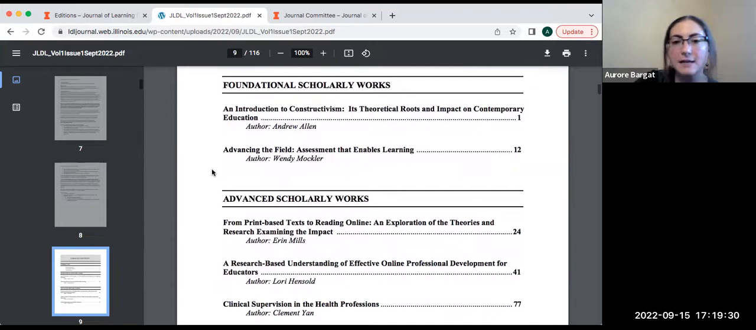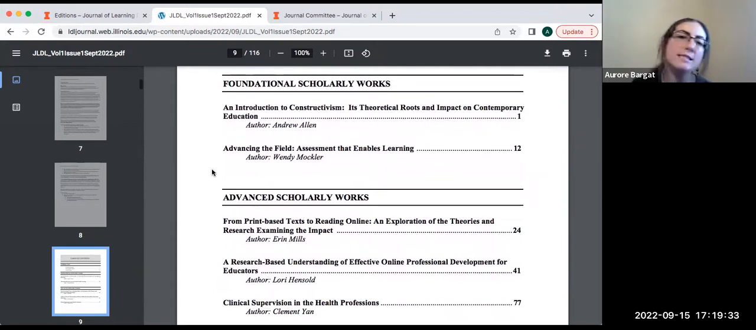And you will definitely see a little difference when you read the articles. But here, constructivism and assessment are within foundational scholarly works. And the advanced works are the three remaining ones about reading, online professional development, and health profession. And they are a lot more extensive, as you noticed, right? Natalia mentioned that the word count is also one of the differences, 2 to 4,000 for foundational and 5 to 8 for advanced. So there is a lot more in those articles generally. So you can really decide which one you want to go for.